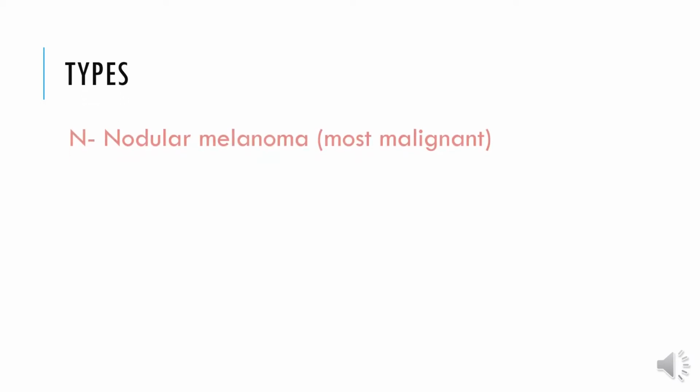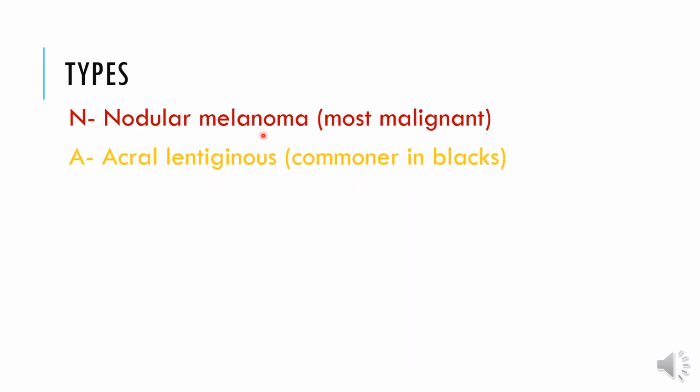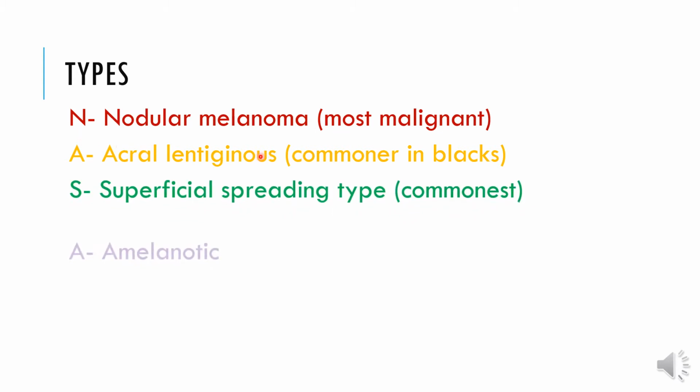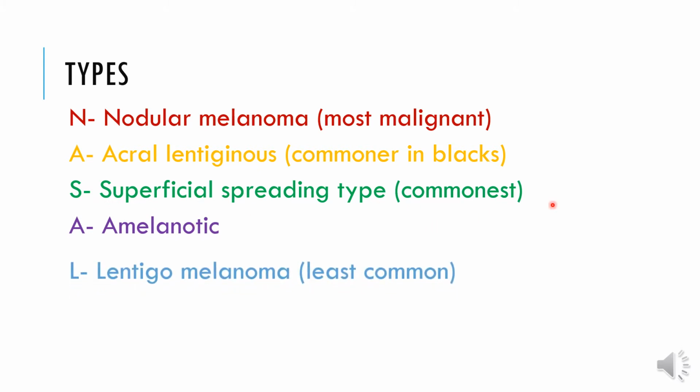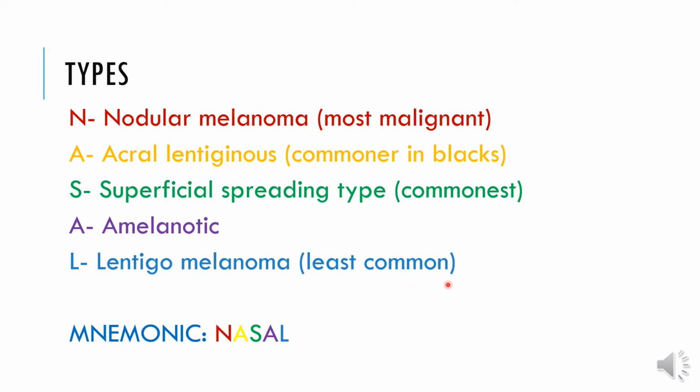Types of malignant melanoma. N is for nodular melanoma, the most malignant type. A for acral lentiginous, which is common in blacks. S for superficial spreading type, which is the commonest. A for amelanotic. L for lentigo melanoma, which is the least common. And the mnemonic to remember this is NASAL. N nodular, A acral lentiginous, S superficial spreading, A amelanotic, L for lentigo melanoma.